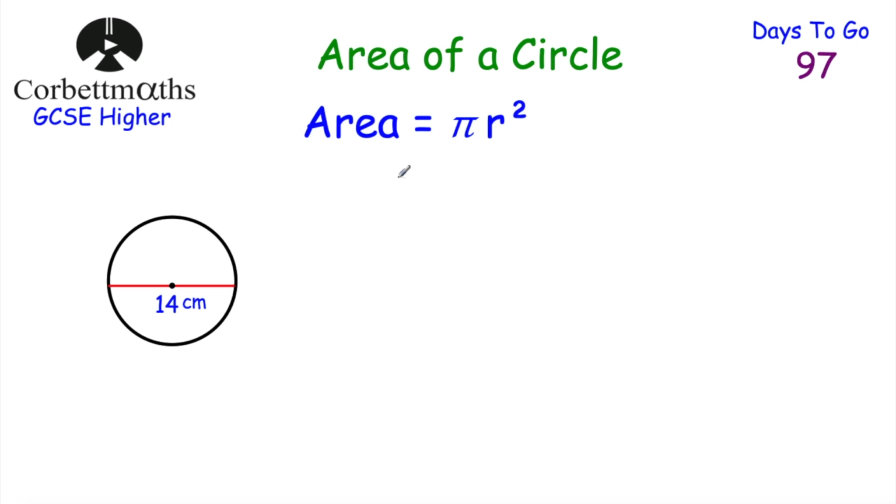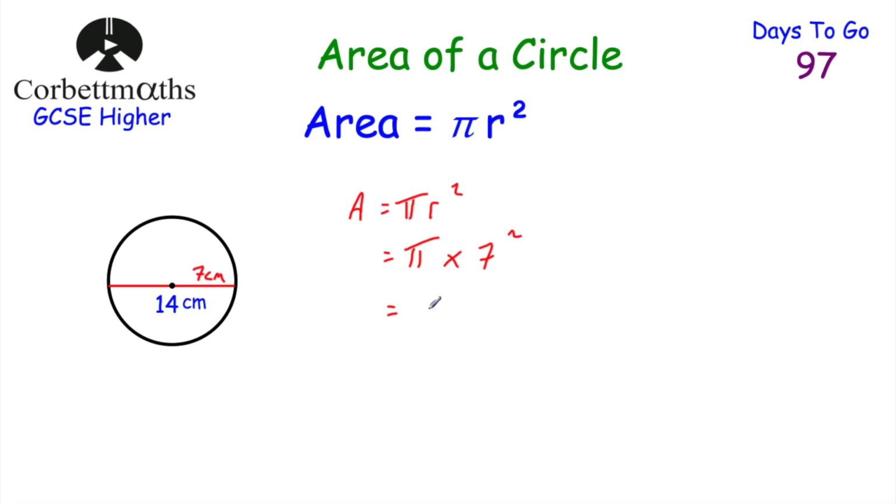So it's a non-calculator question, so we're going to use the area is equal to pi r squared. So that's pi times the radius squared. Now this circle, we've got the diameter the whole way across the circle. So the radius of the circle, from the center to the edge, would be 7 centimeters. So the radius is 7, so we're going to do pi times 7 squared.